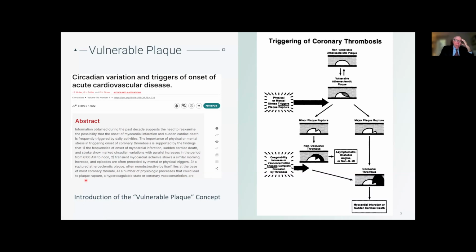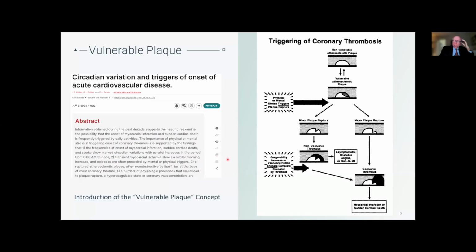So Peter and I were working on circadian variation, heart attacks more frequent in the morning. And then we studied triggers, and we were discussing why is it you can play tennis one week, not have a heart attack, and play tennis the next week and have a heart attack. We thought the plaques must change. So we decided to call them vulnerable plaques.